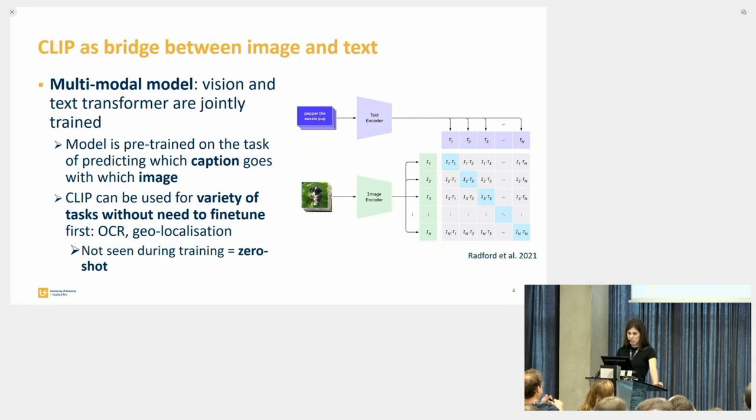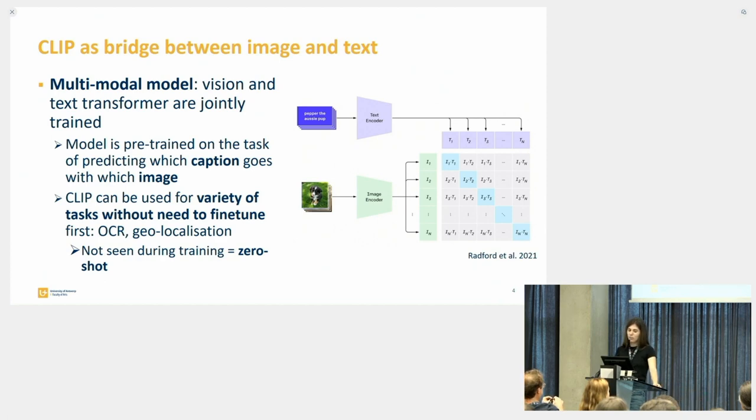So first of all, what is CLIP? CLIP is a multimodal model, so this means that the model can handle different modalities at once. For CLIP, this is images and text. So the idea behind CLIP is that you have two transformers, one image transformer and one text transformer, and these two transformers are jointly trained. So that means that the image transformer will embed an image, the text transformer will embed a text, and they will project it into the same semantic space. And the idea is to make the image embedding and the text embedding be as close to one another as possible. The distance is measured using cosine distance.